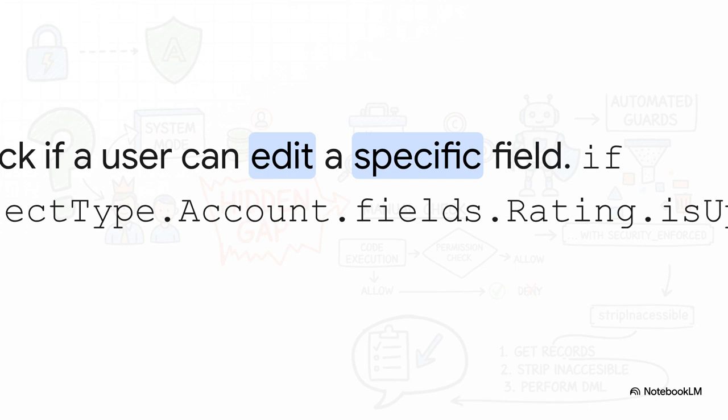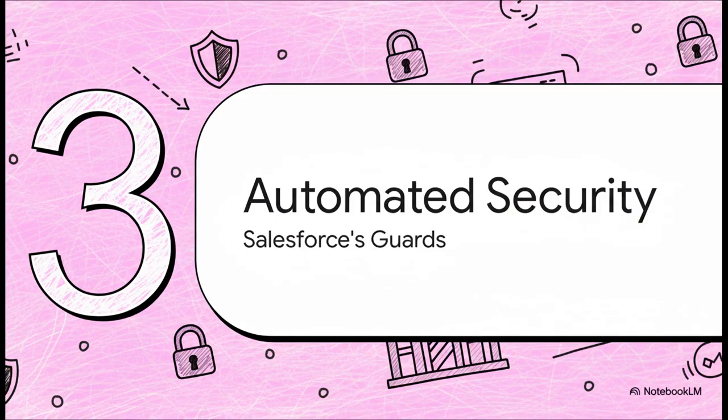And we can get even more specific, which is super cool. We can drill all the way down to the field level. So in this example, before our code tries to change the rating field on an account, it first checks isUpdateable. This is exactly how you make sure your code respects field-level security for every single user, preventing them from changing data they're not supposed to touch.